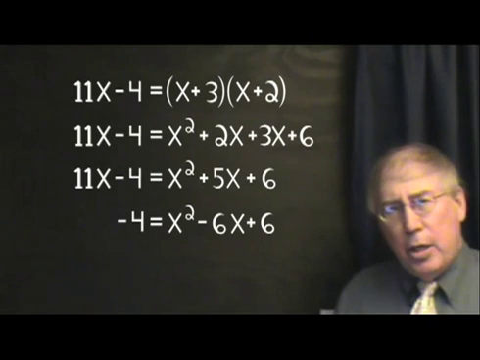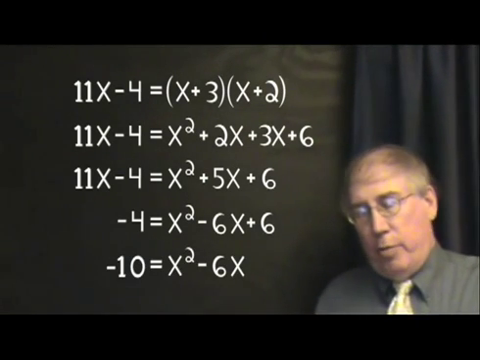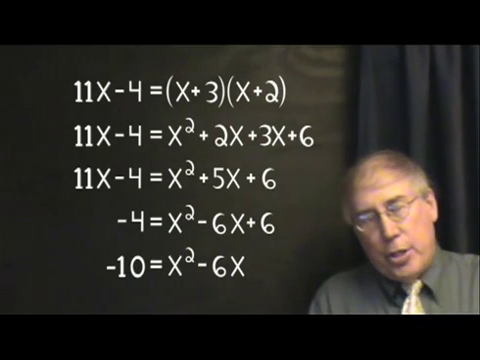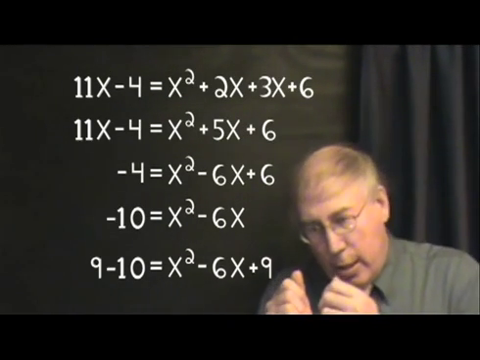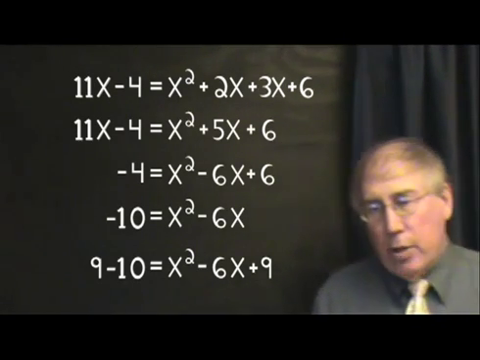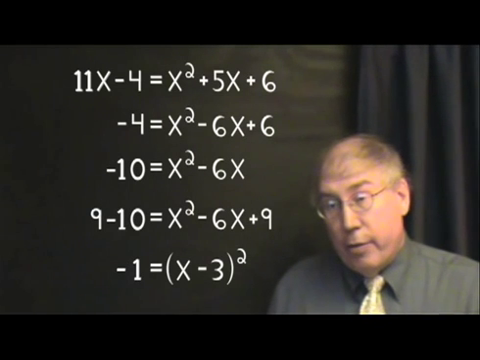Now I want to subtract 6 from both sides. And so on the right-hand side, we're going to take half of 6 and square it. And so that's adding 9 to both sides. And so on the left-hand side, we're going to get a negative 1.